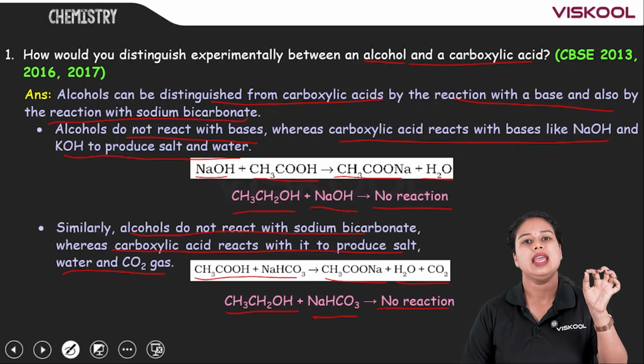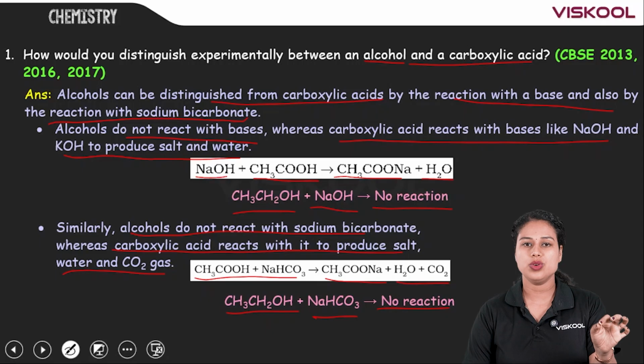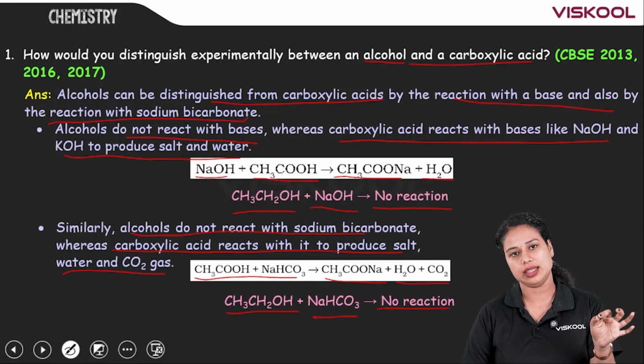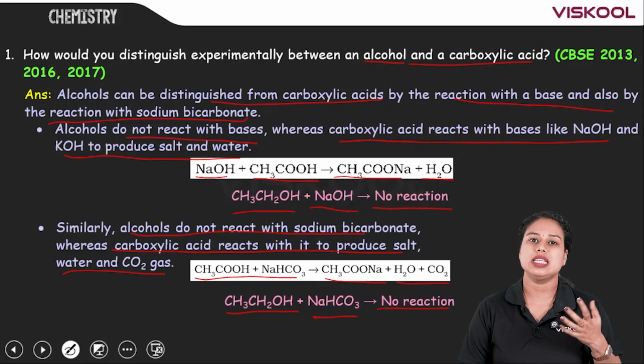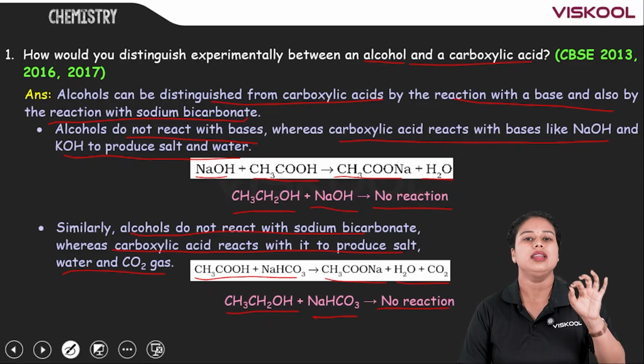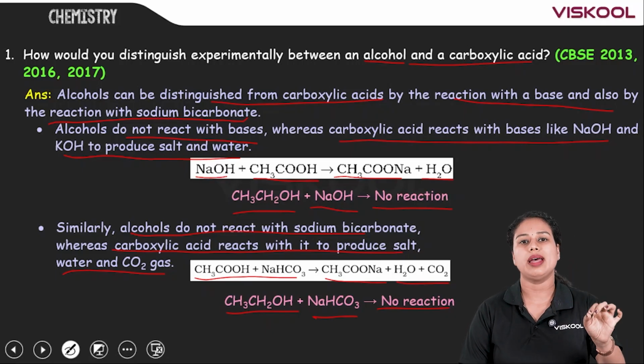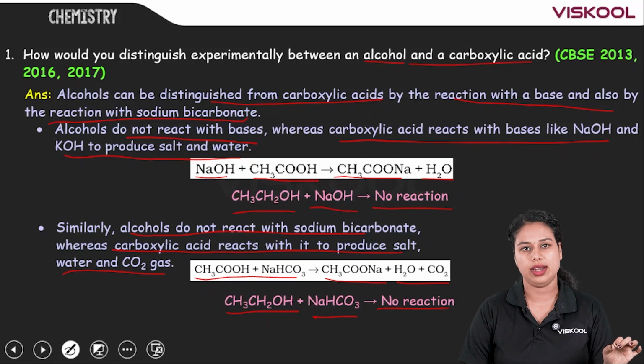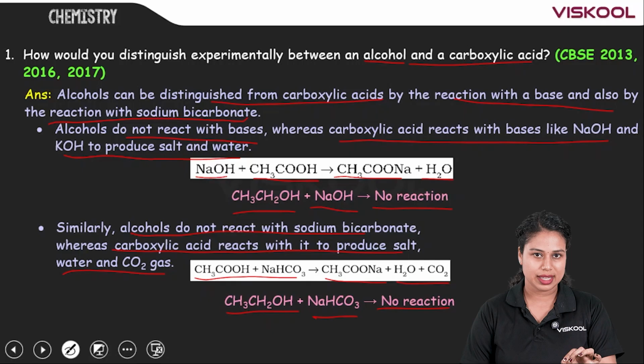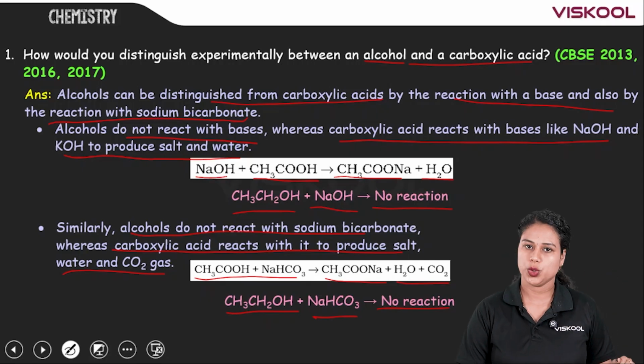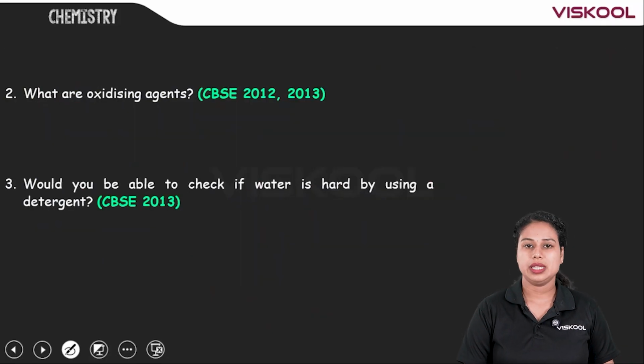If we dip a litmus paper in an alcoholic solution, there will be no change in the color of the litmus paper, so it is neutral in nature. And in a carboxylic acid, what happens? The litmus turns red. If it is a blue litmus, it turns red. Therefore, we can conclude it is an acid. Okay, moving on to the next question.